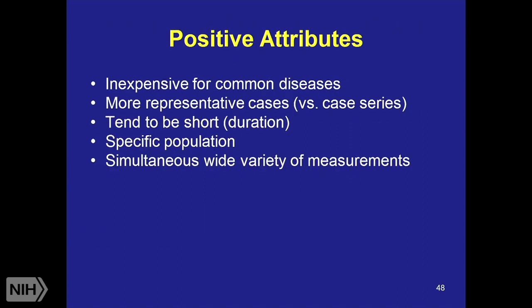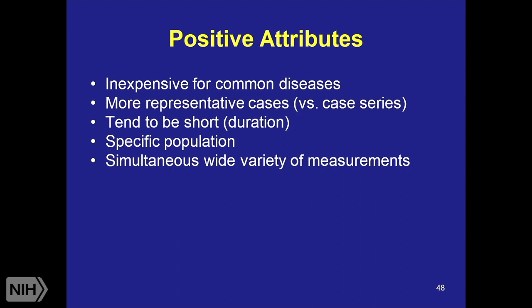So what's your positive attribute? The nice thing about these cross-sectional surveys is they're cheap if you have a common disease. If lots of people are going to have the disease, I could probably figure out a lot of information about it, like common influenza, common colds, things like that. You can get a lot of information very inexpensively. It is more representative of cases than that case series we were talking about. Why? Because I'm taking a broader population typically.